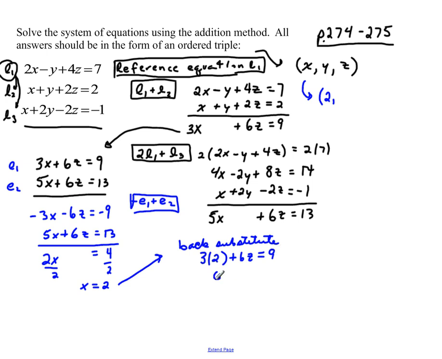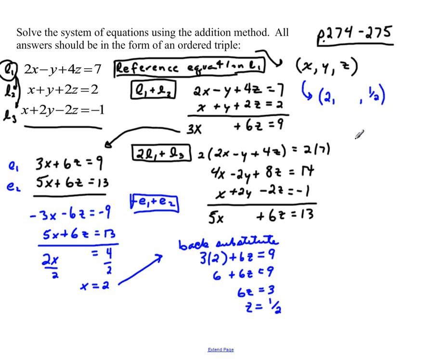Well, this is to say 6 plus 6z is equal to 9. And so, doing the subtraction of 6 from both sides, we end up with 6z is equal to 3. And so we end up with z is equal to 1/2. Interesting, interesting. Okay, z is equal to 1/2. So we've got the third piece of our ordered triple.